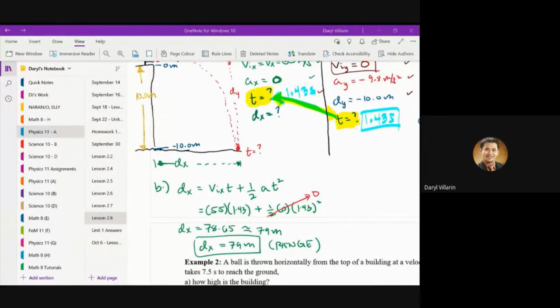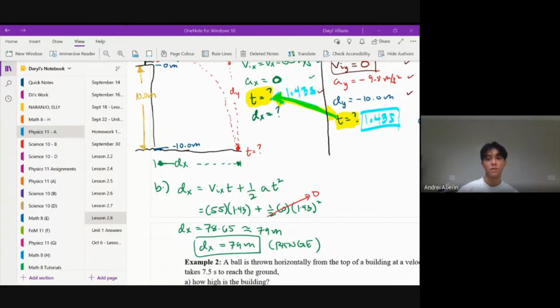Yes, Andre? I just want to ask, will there ever be any conflict between range, meaning the horizontal displacement, and range as in y values?